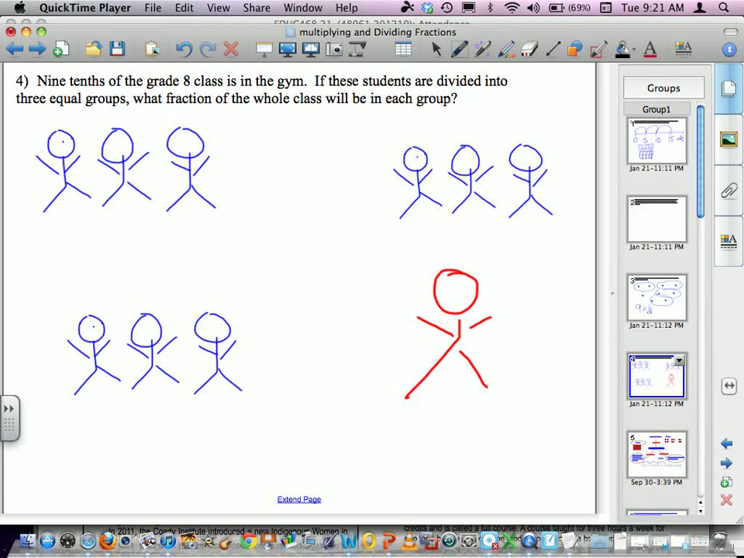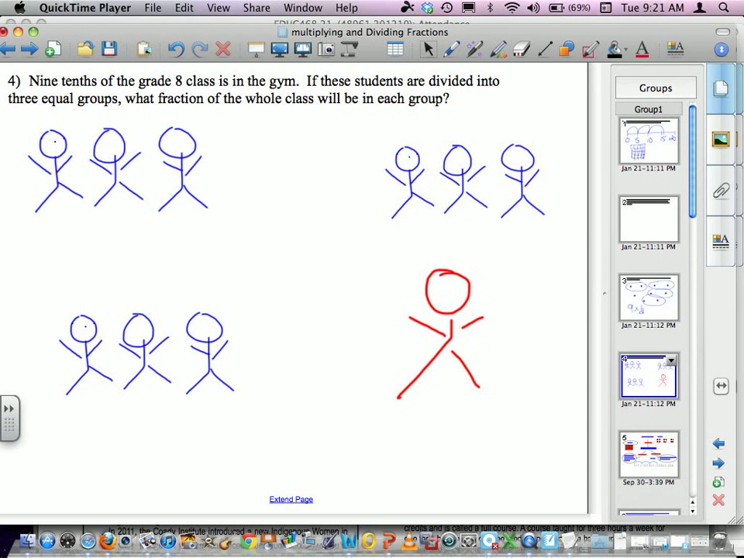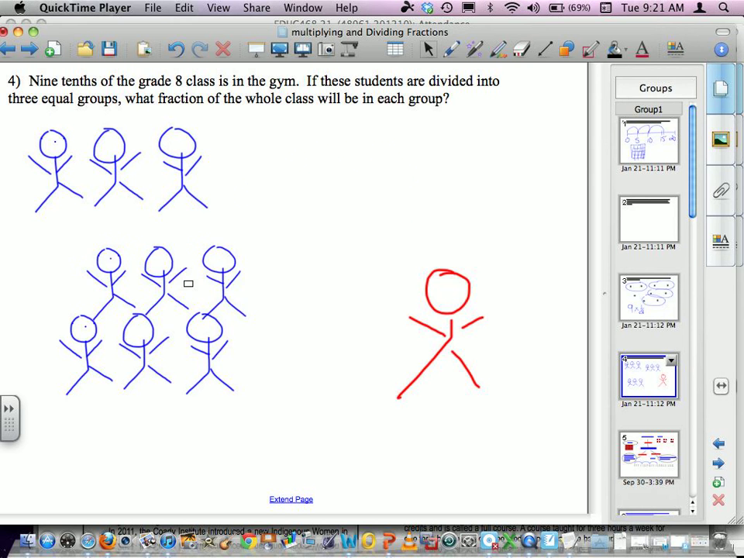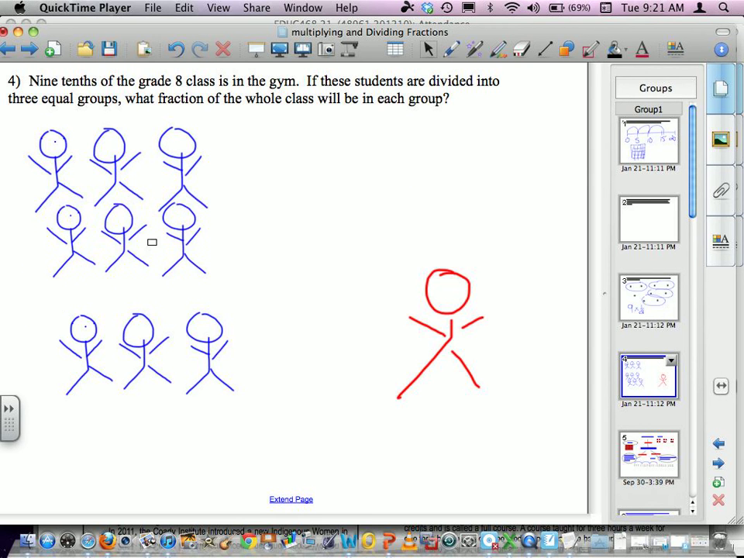So 9/10 of the class are in the gym, and they're divided into 3 equal groups. So how much is in each group? 3 out of 10. Good. How do I write this symbolically? What is the number sentence I would write to describe this? 9/10 divided by 3. What's another way I could describe it?